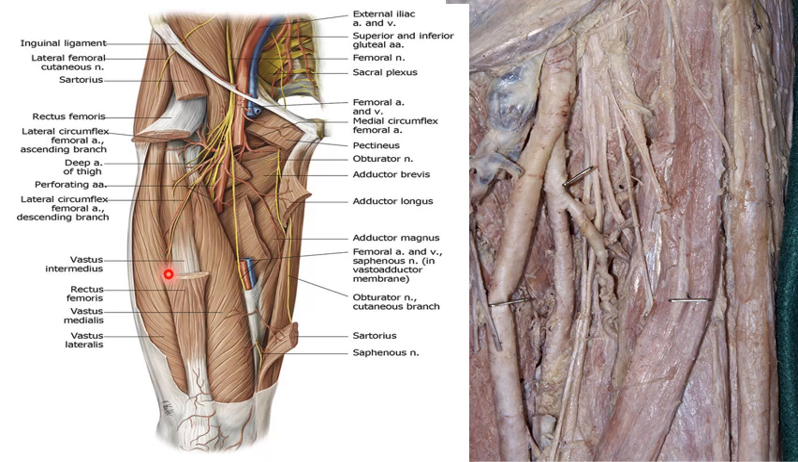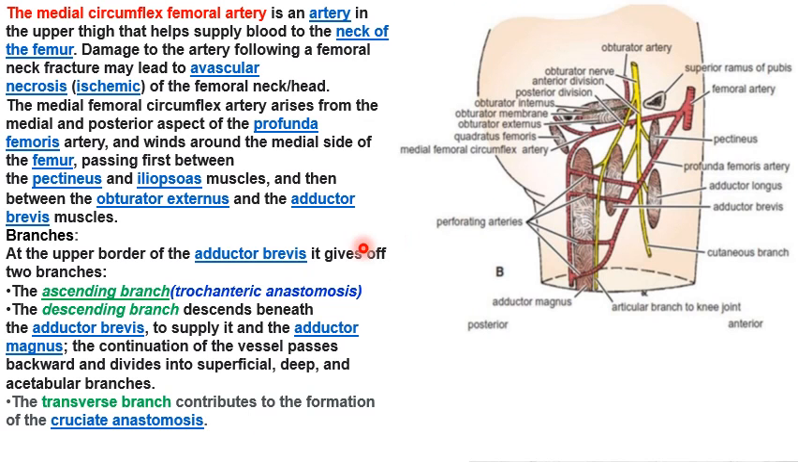So this is the descending branch, which is accompanied by the nerve to vastus lateralis, again behind the sartorius, behind the rectus femoris, resting on the vastus intermedius, along the vastus lateralis, and descends down to participate in the anastomosis around the knee joint. Okay. Now coming to the medial circumflex femoral artery.